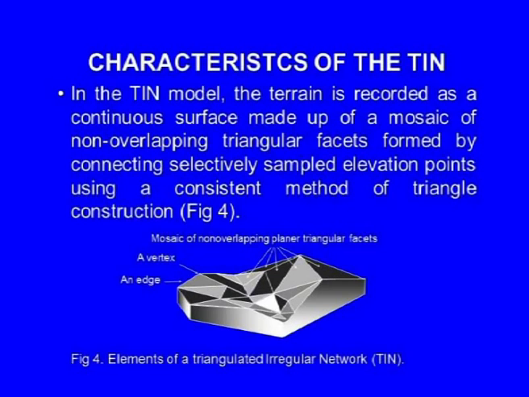Now, let us look at the characteristics of a TIN. In the TIN model, the terrain is recorded as a continuous surface made up of a mosaic of non-overlapping triangular facets formed by connecting selectively sampled elevation points using a consistent method of triangle construction. This can be seen in the figure below, where one can see the elements of the triangulated irregular network, wherein the basic elements are an edge, a vertex, and a mosaic of non-overlapping planar triangular facets.